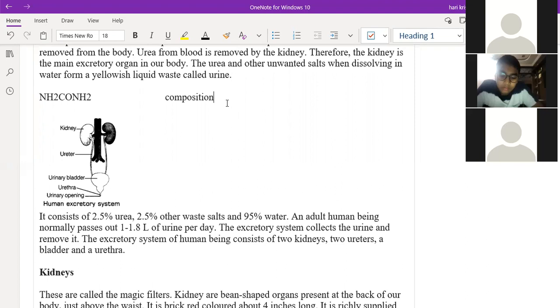So water is a very, very important component in human beings and living beings. Without water, you cannot live for a longer time. Without food, you can live for some days, but without water, you cannot live, right?